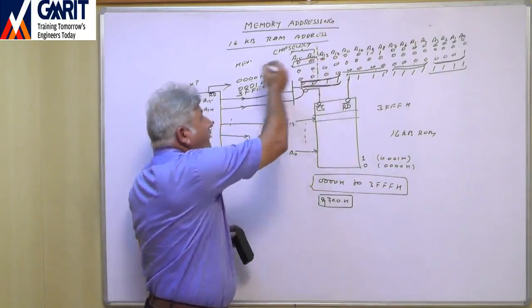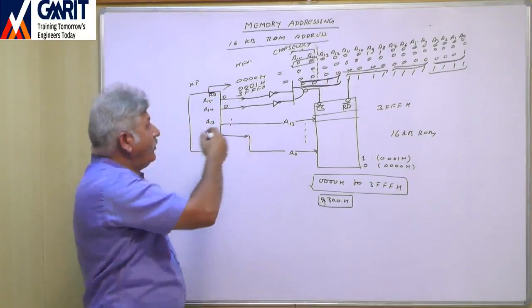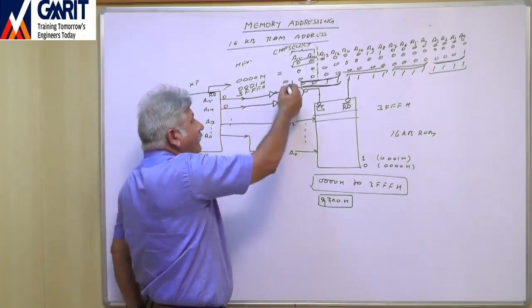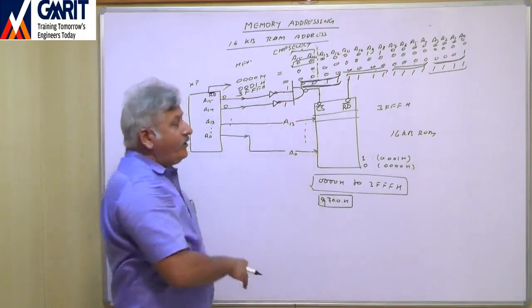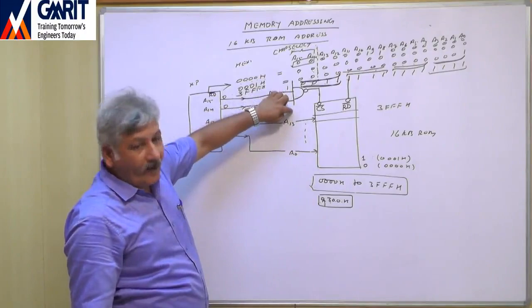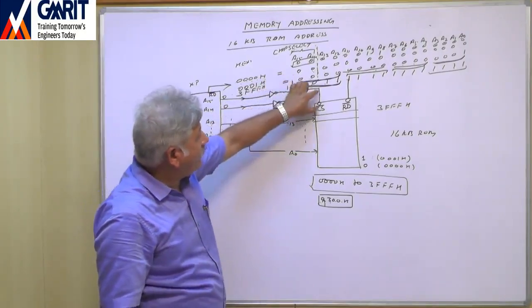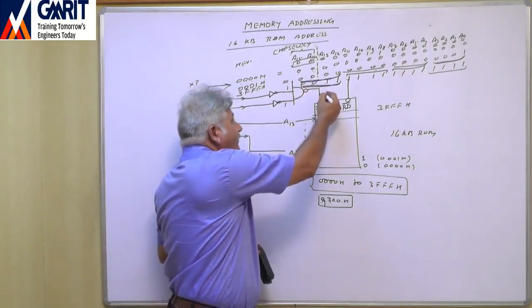A15 and A14 both are 0, 0. So here you will have 0, here you will have 0. There is an inverter. So what will the inverter do? It will convert these two 0s into 1. Right? So both the inputs of the NAND gate are 1 and 1. So now what will happen? What is the output of this NAND gate? If both the inputs are 1, then here you will get 0.